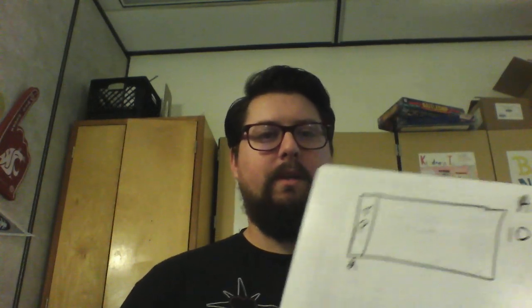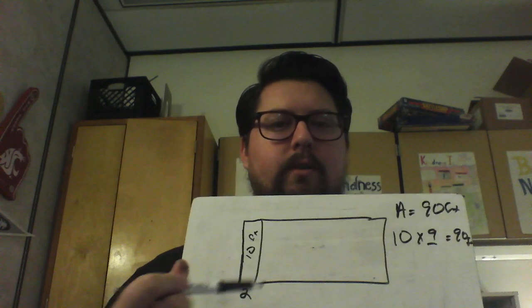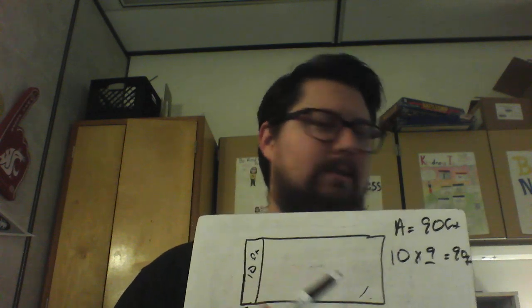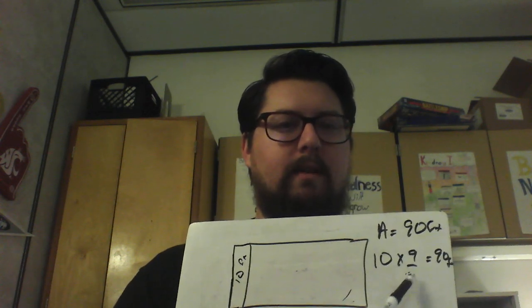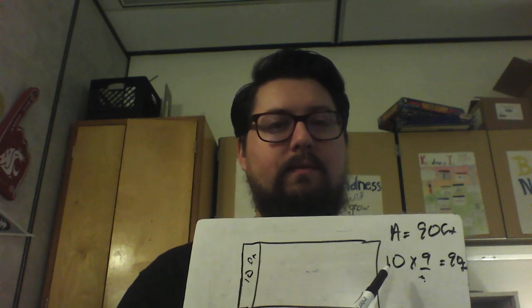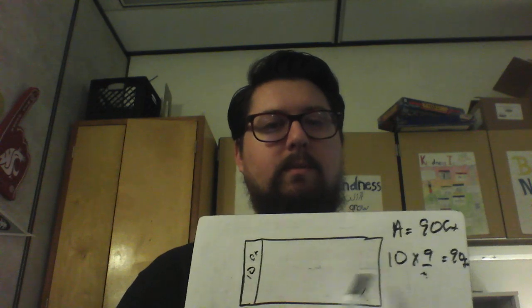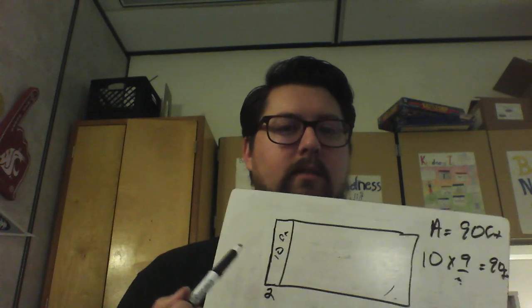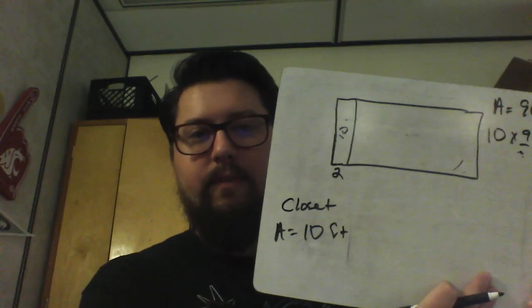Okay, and I just want to make sure that we understand this. So if the area is 90 square feet and it's 9 times bigger than the closet, the closet has to be 10 square feet. It's 9 times bigger, because 10 times 9 equals 90. So the closet actually equals 10 feet for the area. Okay, so here's the closet. The area equals 10 feet.